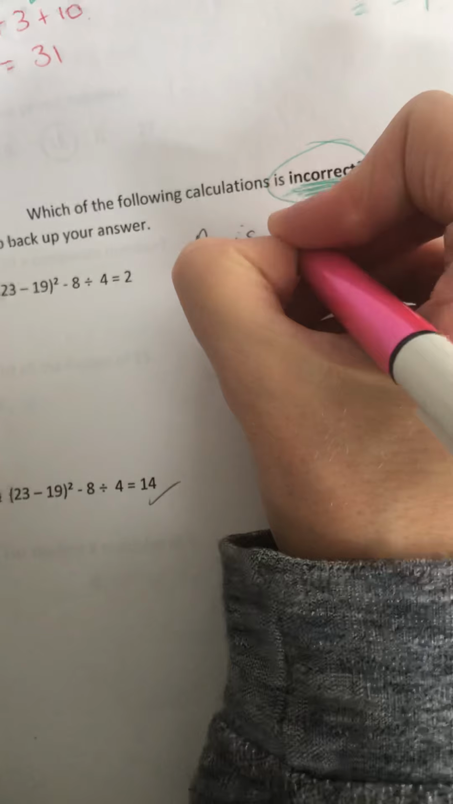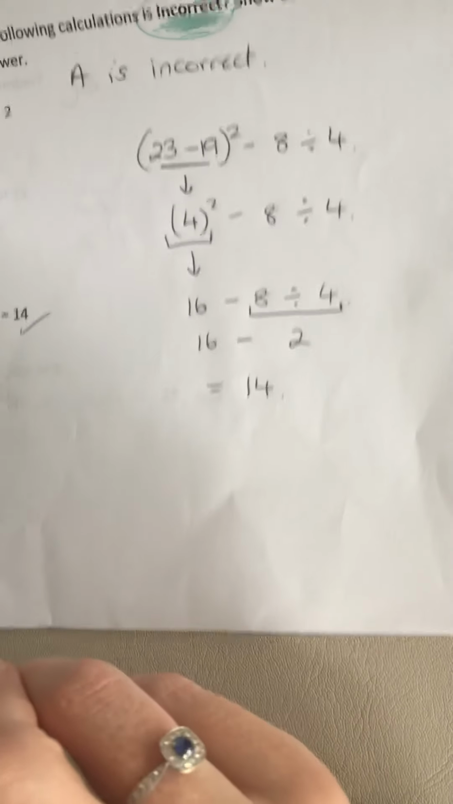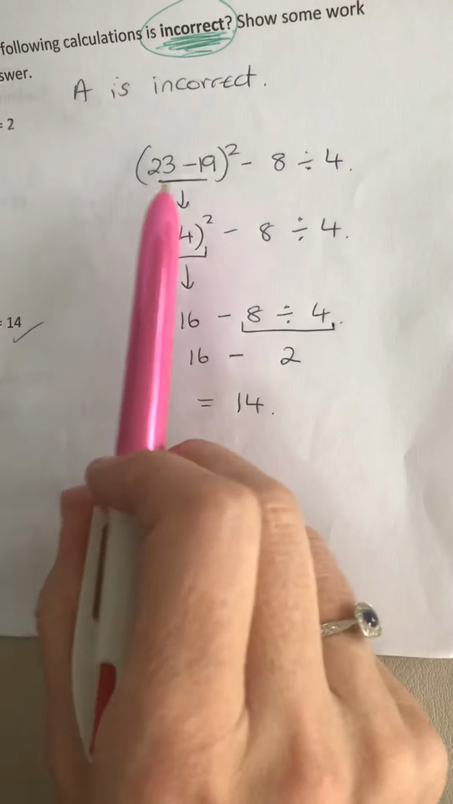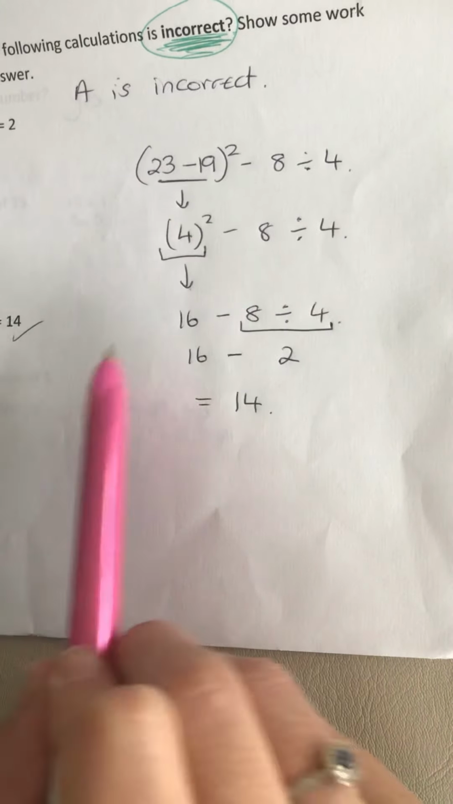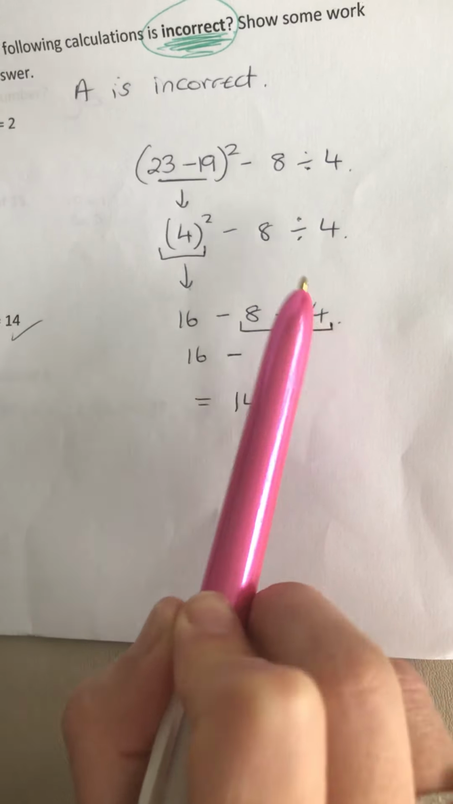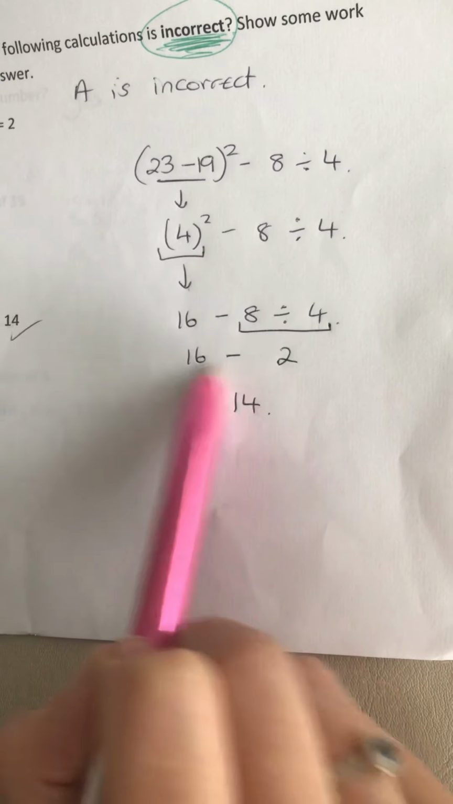So which one is incorrect? A is incorrect. And I think it's pretty clear and easy that you can follow. I did what was in the brackets first. Then I did my indices. Then there was no multiplication, so I just did my division. Then there was no addition, so I just did my subtraction.